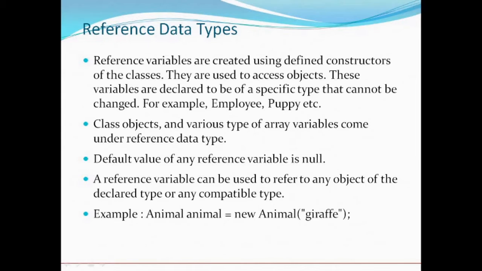A class is an encapsulation of data variables and methods or properties, and to initialize the variables of a particular class you use constructors. Just like methods that initialize the values of the variables of a class. So the reference variables are created using defined constructors of the classes. We, as the developer or the programmer, define the constructors according to our suitability or the need of the application. So these variables are declared to be of a specific type and cannot be changed.